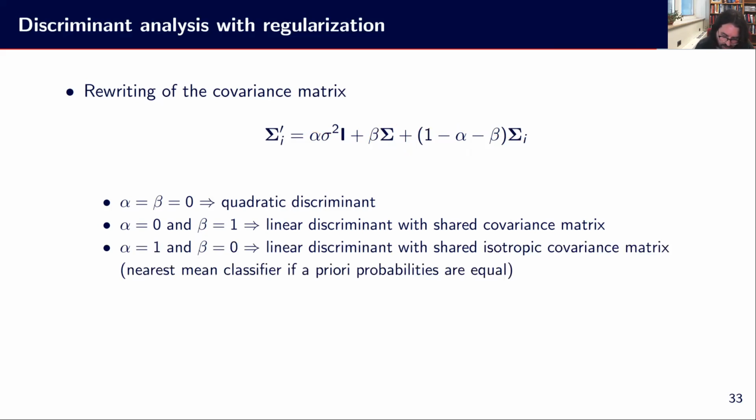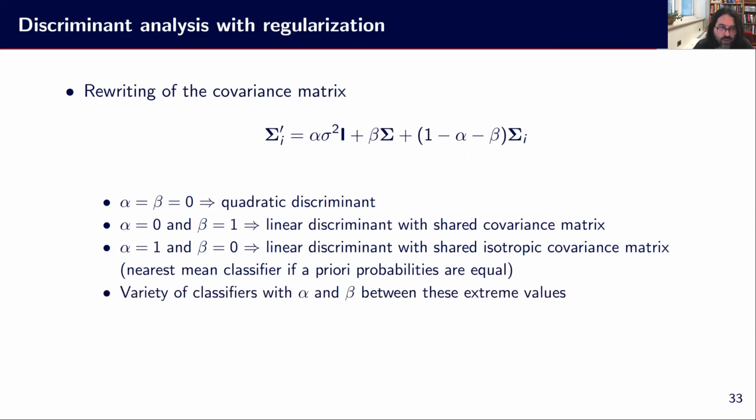And the last case is when alpha is equal to 1. So this is equal to 0. This is also equal to 0. We only have this. This is a linear discriminant with a shared isotropic covariance matrix, the nearest mean classifier if the a priori, the prior probabilities, are equal. So this case is, I would say, the other extreme in terms of simplicity. The nice thing is that we are able to adjust this alpha and beta between 0 and 1 and get various intermediary versions of that.